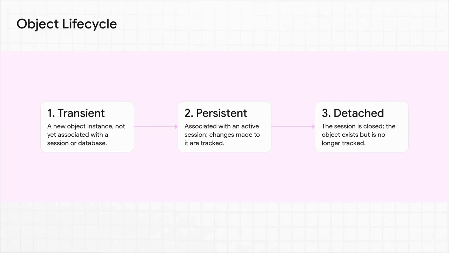Another really cool concept is the life cycle of your objects. See, in the eyes of Hibernate, any object you work with is in one of three states. First, it's transient. That just means it's a brand new object you just created in your code. Hibernate doesn't know about it yet. Then, once you associate it with an active session, like by saving it, it becomes persistent. Now, Hibernate is watching it, tracking any changes you make. And finally, when you close that session, the object becomes detached. It still exists in your application's memory, but it's no longer connected to the database session.